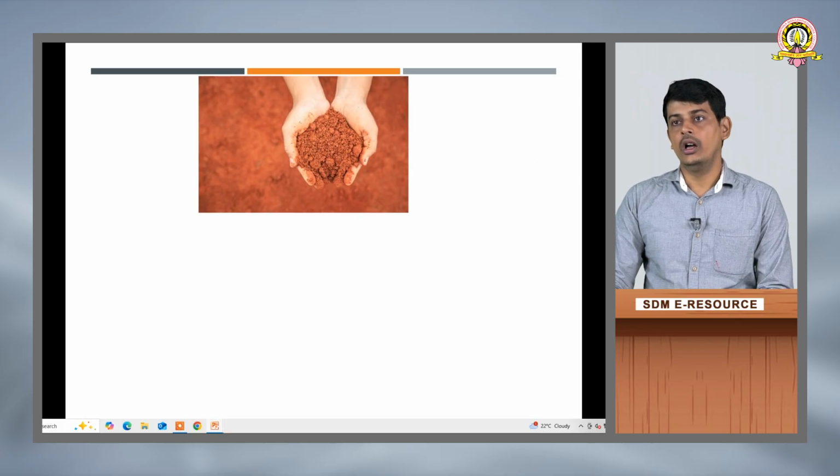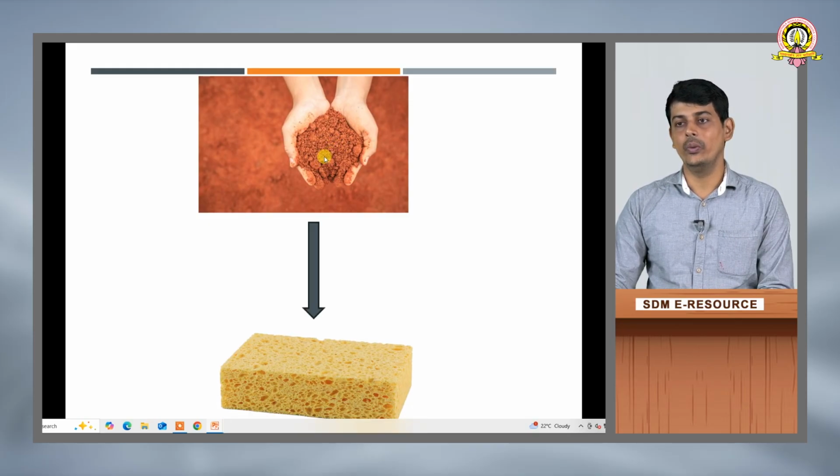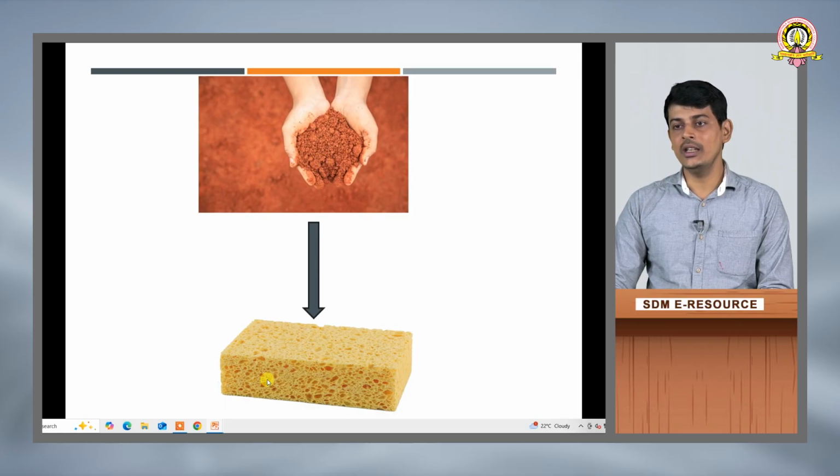Now, if you look into this soil, I can relate it to a sponge, where you can see solid particles as well as voids. Similarly, I am going to dip this sponge into water and take it out at an instant. Now, we have solid particles and also voids, and these voids are partially filled with air as well as partially filled with water. The same case will happen in the case of soil also.